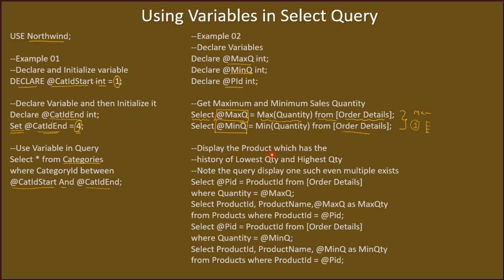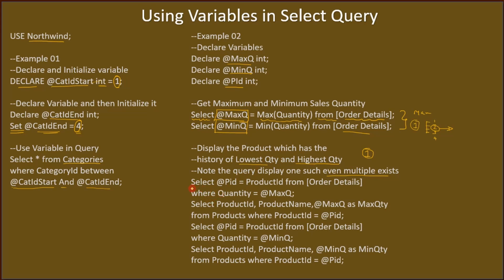Then display the product which has the history of lowest quantity and highest quantity. So that's the goal here, but we will display only one product. Say for example, as already told, if there are 4 lowest quantity products, we just pick one and we give that. So that's what we are doing here. Now the query displays one such product, even if multiple exist. So for your lowest quantity and highest quantity, only one product will be fetched and displayed.